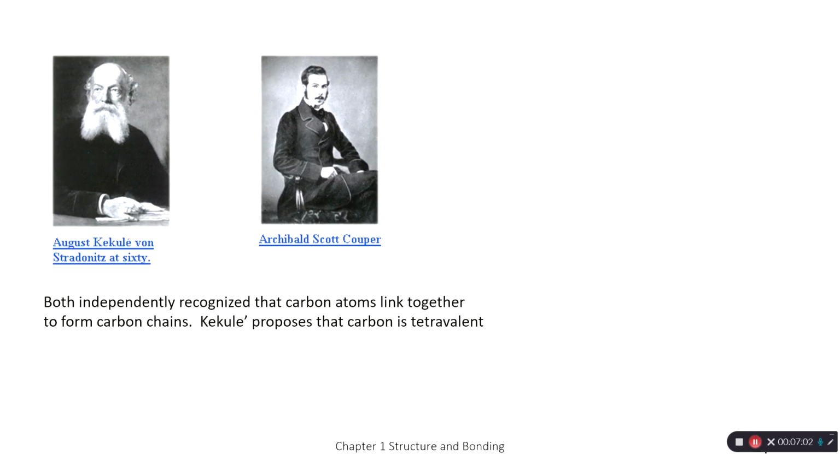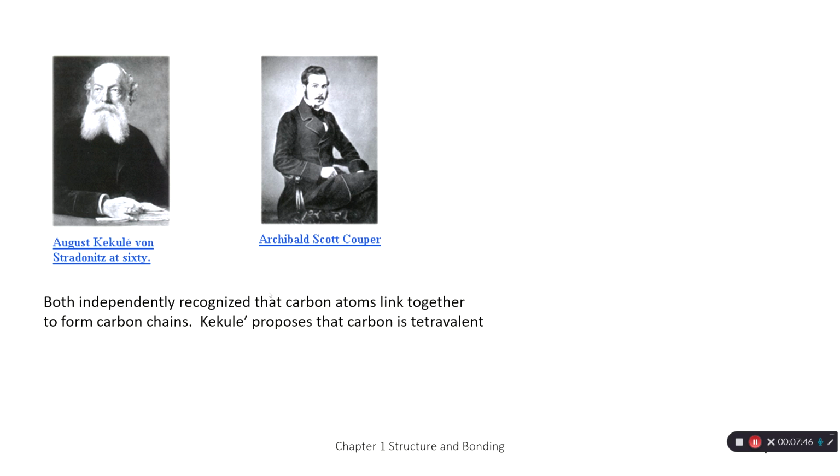So let's take a look at some of the early scientists who were responsible for understanding the beginning of what is organic chemistry. Here's a couple of them here. August Kekulé. He was responsible for actually understanding the structure of a molecule called benzene, which is a six-membered, six-carbon ring. And he discovered that carbon atoms are linked together to form carbon chains or rings. And he actually proposed that carbon is tetravalent. That is, that carbon could form 4 bonds to other elements. So it's tetravalent. We're going to be talking about that.